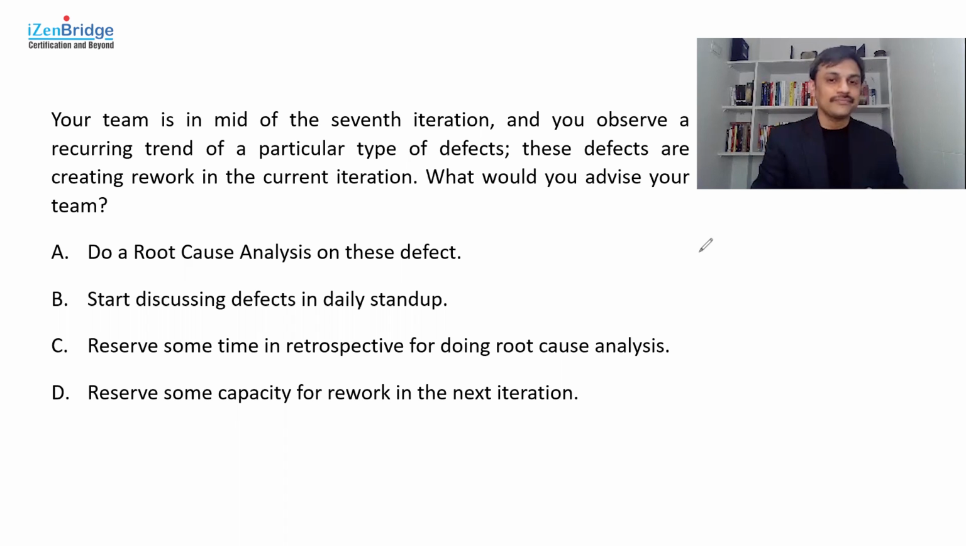Let's look at the options. The good thing about the PMP exam is we need to pick from the available 4 or 5 options rather than give an absolute solution for any question, because giving an absolute solution could be a difficult thing. So we have a 7th iteration, we observe some recurring trend, and it is also creating defects in our current iteration. Option A, do a root cause analysis on these defects.